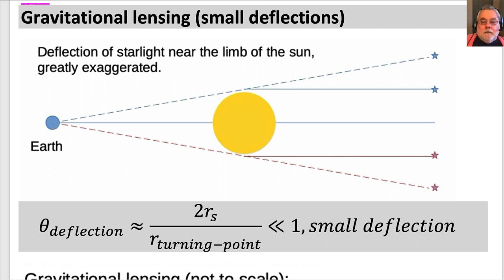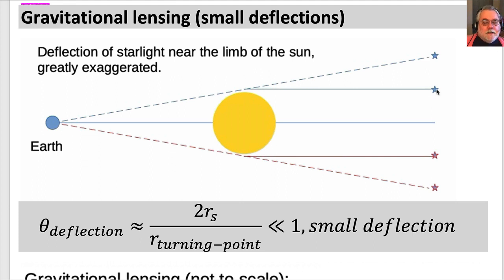Gravitational lensing, small deflections. Using general relativity, Einstein predicted that the sun's mass acts as an optical lens, bending light rays around its edge. Einstein predicted that stars slightly behind the sun might be seen as being at the sun's limb, deflected by 1.7 arc seconds, 1,000th of the sun's angular diameter.